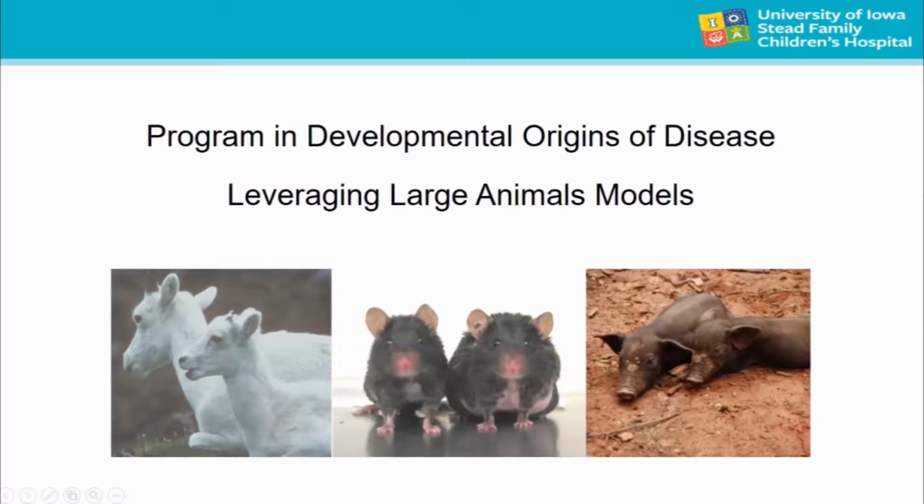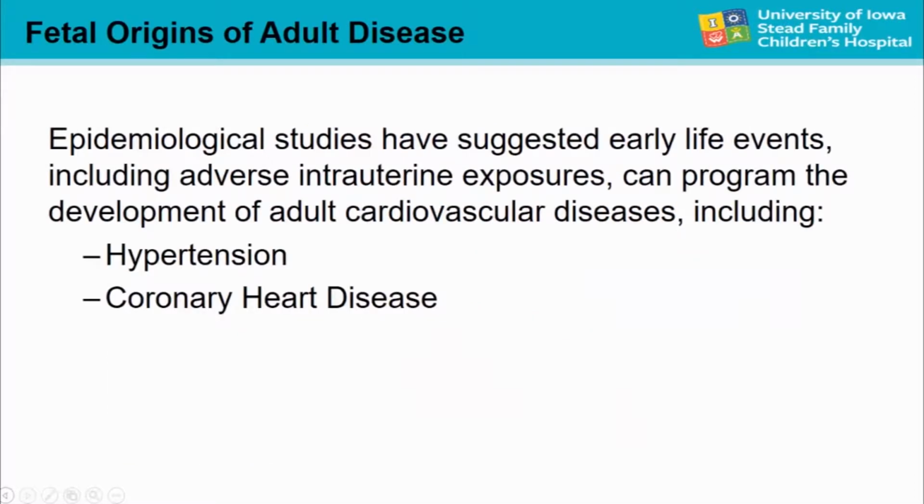So, as was mentioned, I help lead the program in developmental origins of disease at the University of Iowa. And for quite some time now, we've been trying to leverage some larger animal models and figure out the environmental contribution to adult cardiovascular diseases. And we kind of go back and forth between sheep and mice and pigs, and more recently, starting to translate to humans. And it's been a lot of fun all the way through.